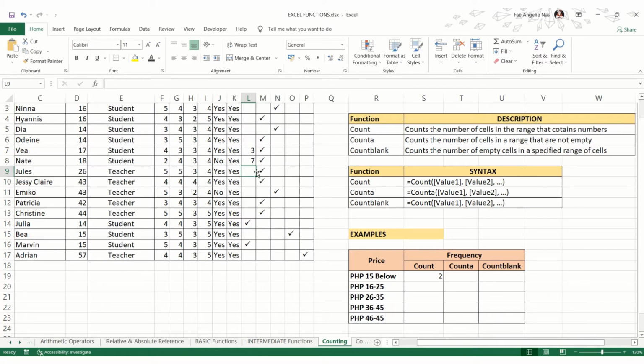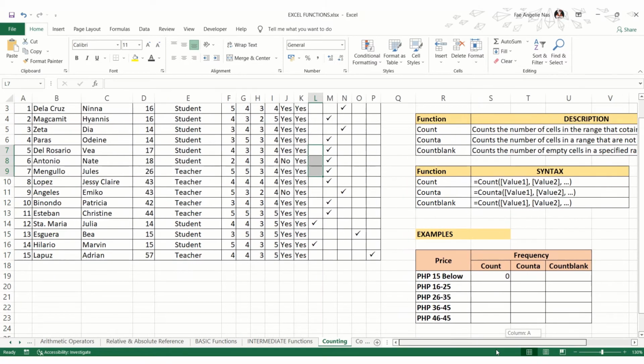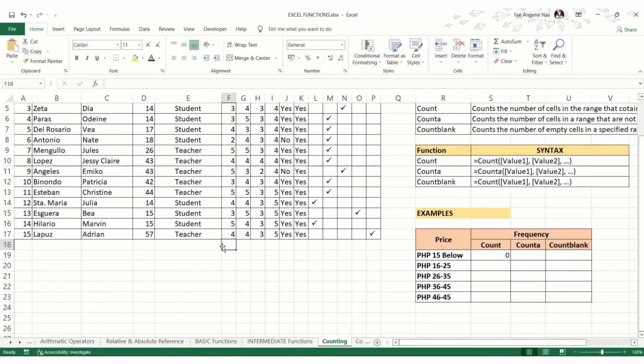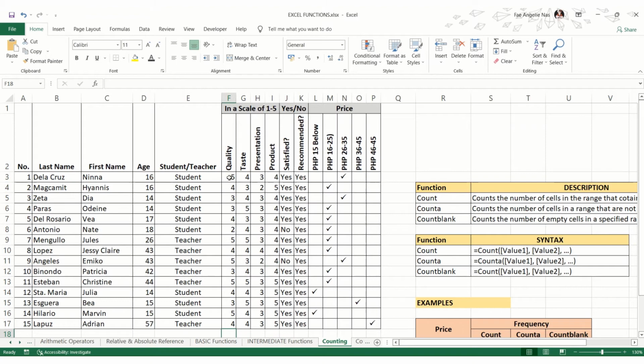So if I entered here letter A, so this will not be counted because this is not a number value. So this is a text or a letter data. So I can use count especially in statistics in treating my data, statistical data. So for example, I have here survey. So we have here the results, so their response to quality. So suppose I would like to know how many respond to this question.